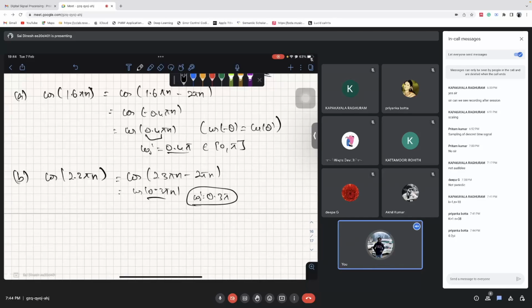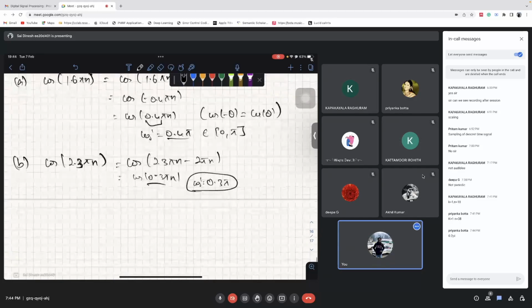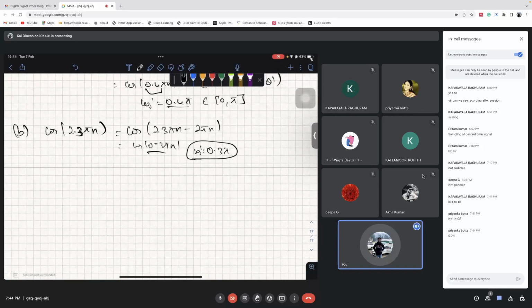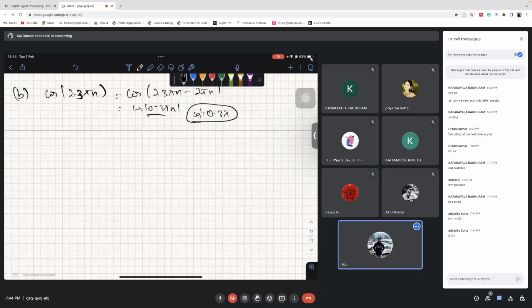Yes, Priyanka, 0.3 pi. This is 2.3. Maybe it was visible as 2.2, sorry for that. This is 2.3. I'm sure you might have done the right thing. It must have been my handwriting. So 2.3 pi n will give you 0.3 pi. Okay, let's see one more interesting one.